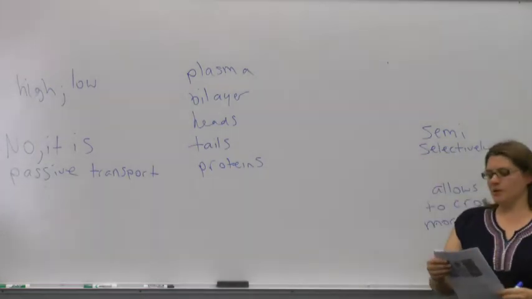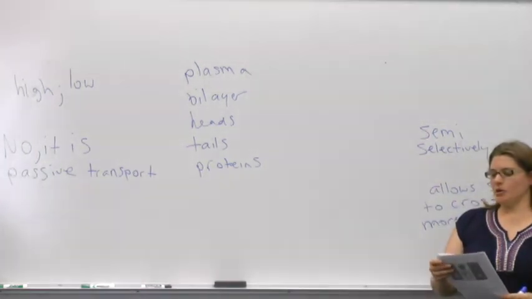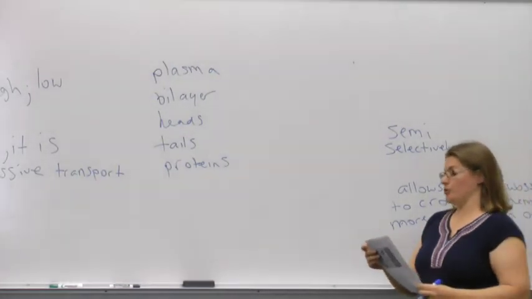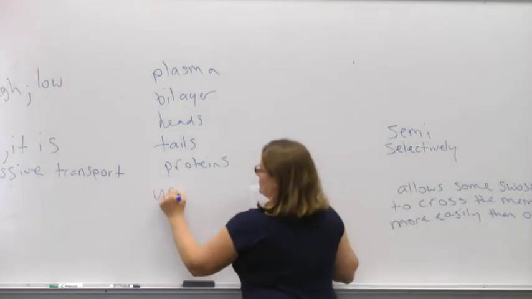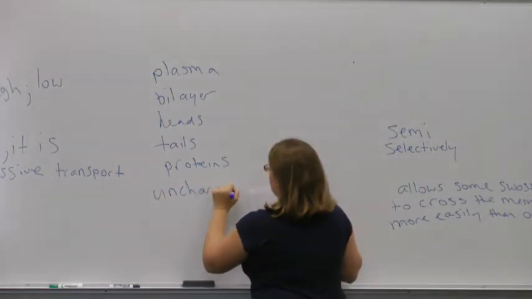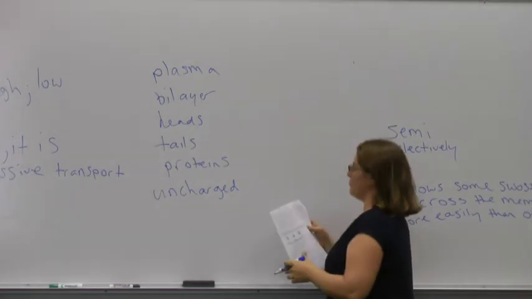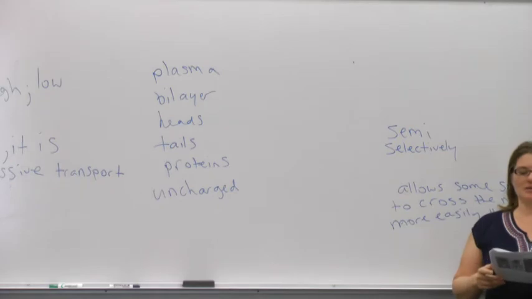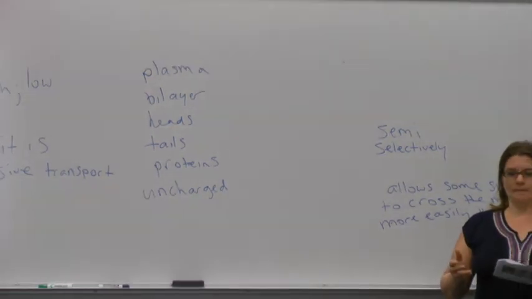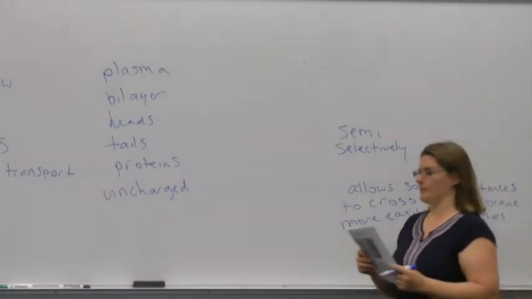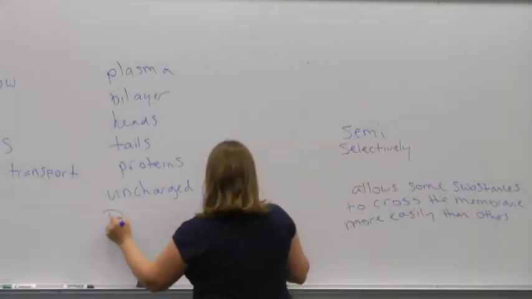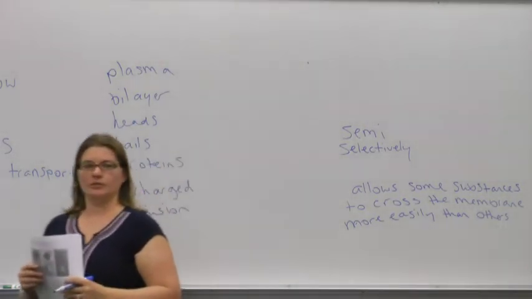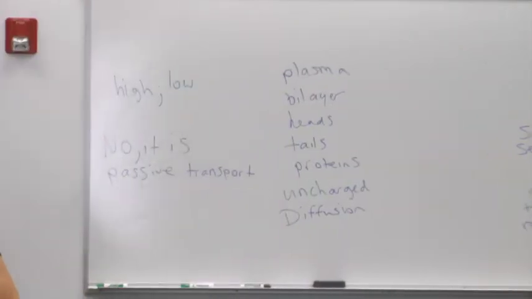Okay, so let's talk about what things can cross easily. So what's the answer for number 6? Small, uncharged, okay? Small, uncharged molecules pass into or out of the cell easily by a process called diffusion. Yeah, diffusion. And diffusion is called passive transport.